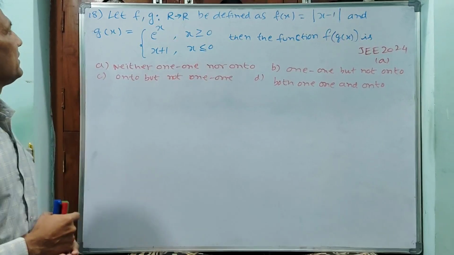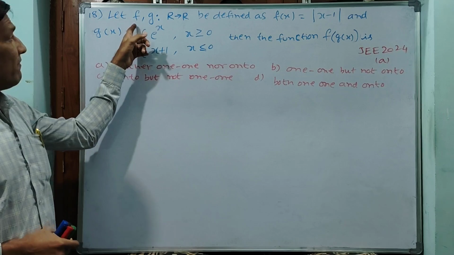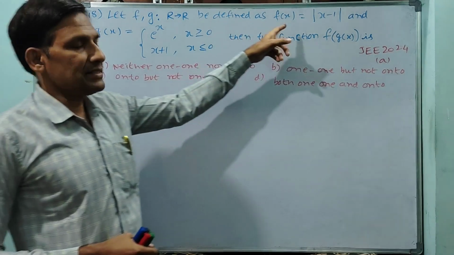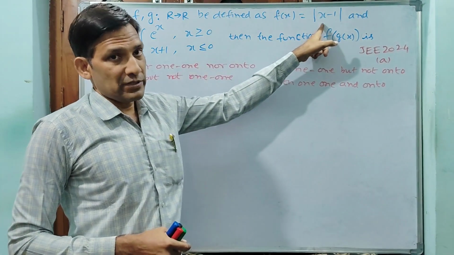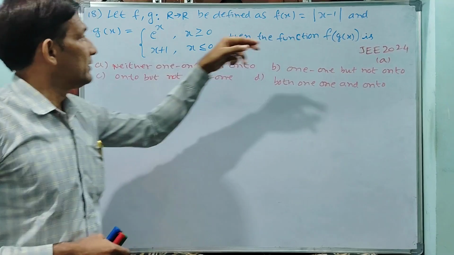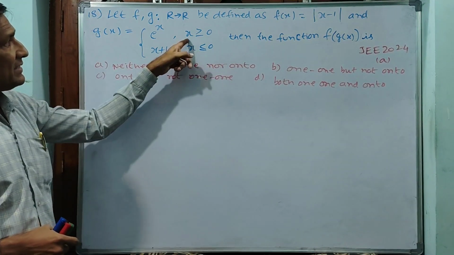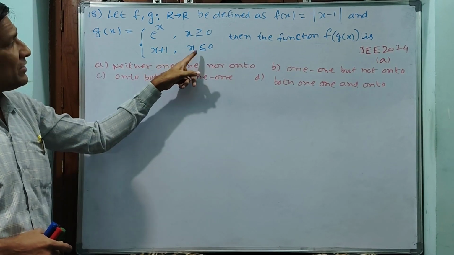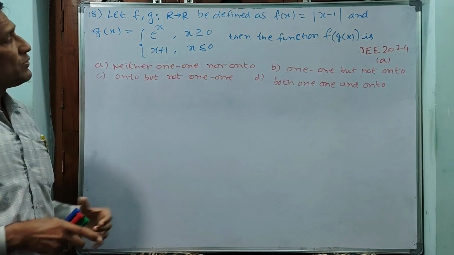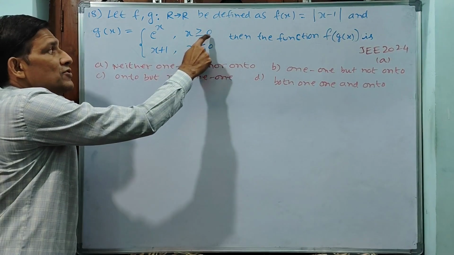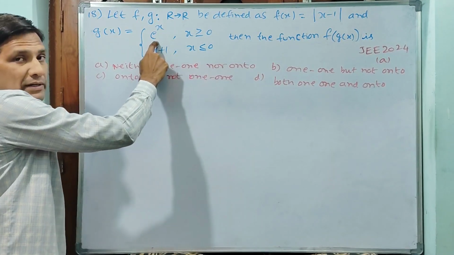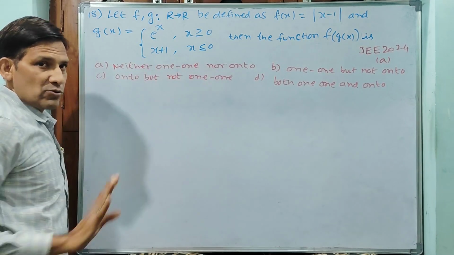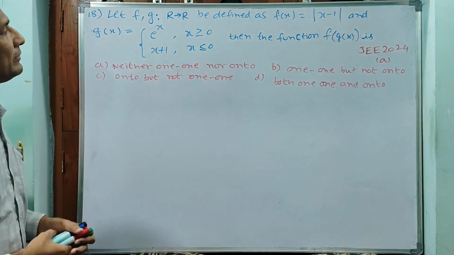Okay, see question number 18. Let functions f, g mapping R to R, both real numbers, be defined as f of x is equal to modulus of x minus 1, and g of x is e power x when x is greater than or equal to 0, and x plus 1 when x is less than or equal to 0. See here, equal to on both sides they have given. Observe carefully. If x is 0, e power 0 is 1. If x is 0, here 0 plus 1 is 1. That means both give 1. That is why this function is valid, not a problem.